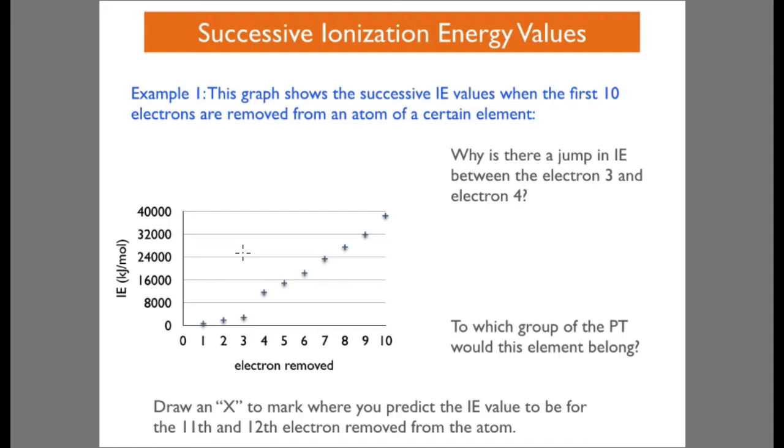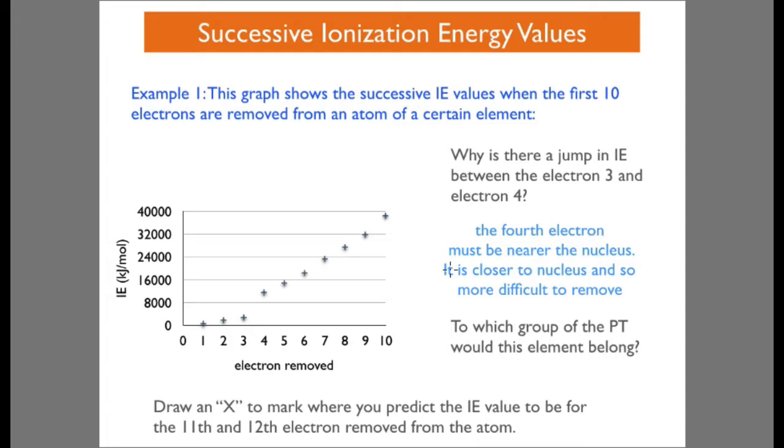Let's look at this example. The graph below shows the successive ionization energy values when the first 10 electrons are removed from an atom of a certain element. So you can see these 3 go gradually, then there's a jump, then these go gradually. Why is there a jump between the third and the fourth? Well, the fourth electron must be nearer the nucleus. It is closer to the nucleus and so more difficult to remove.